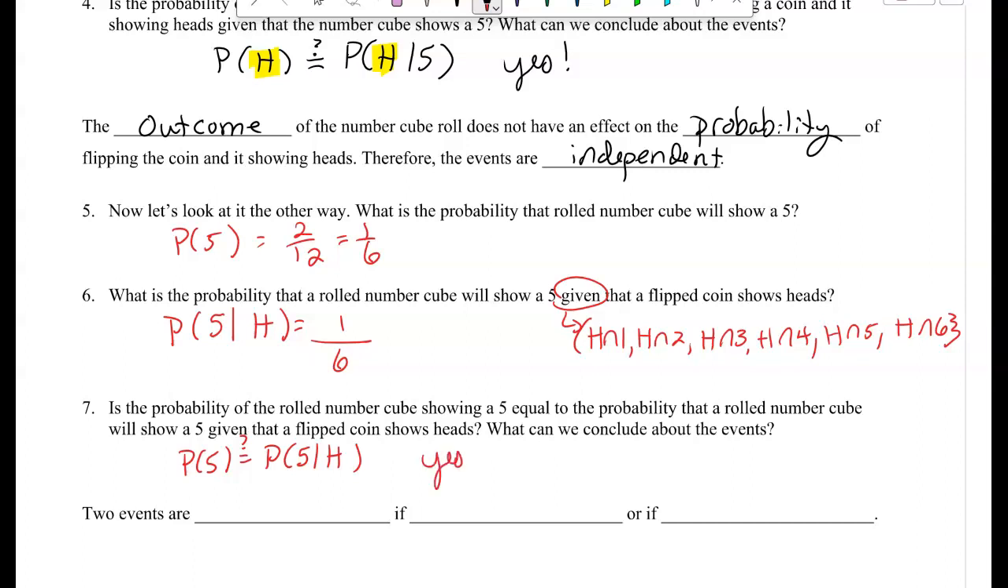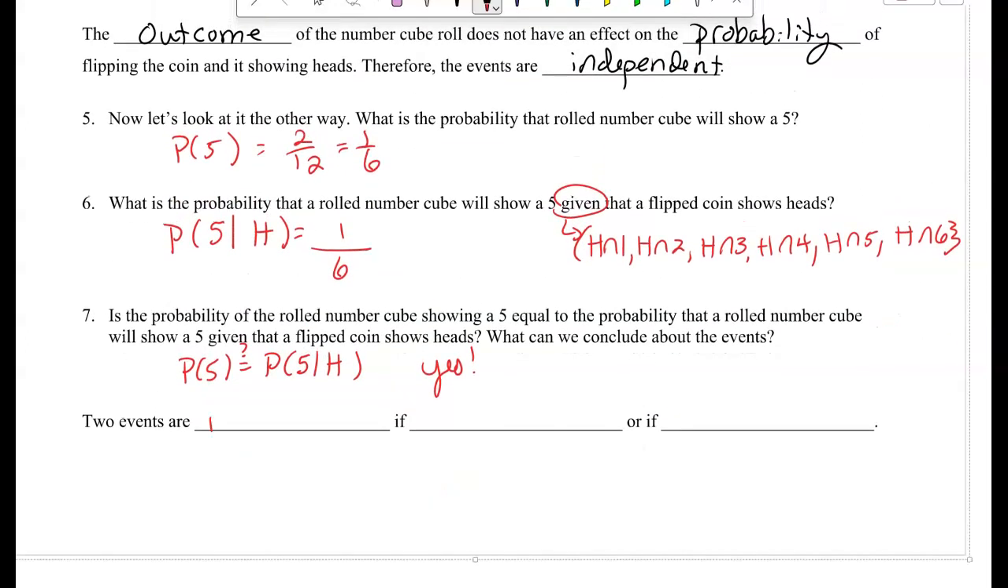So since they are the same, if the probability of 5 given heads is exactly the same and unchanged, does having a heads affect my 5 rolls? The answer is no. Or the other way around. If I have probability of heads given 5, does rolling a 5 affect my probability of getting a heads? No. So those events are considered independent.